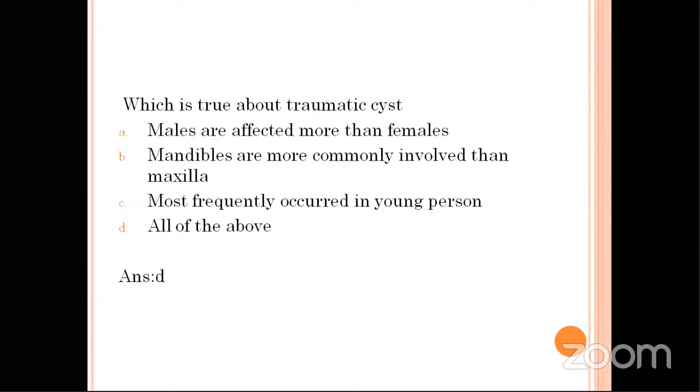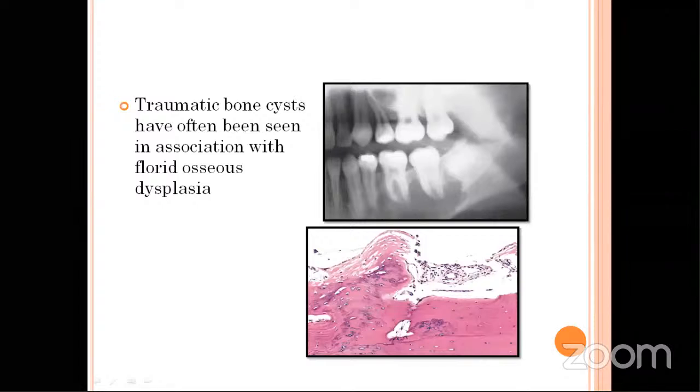Okay. So clinically, when we open the cyst, if there is cheesy material seen from the cyst, then it is odontogenic keratocyst. And when you open the cystic wall and you see nothing, it is most likely traumatic cyst. So these two different types of cyst you can actually diagnose during the surgical procedure itself. And traumatic bone cyst is seen in association with florid osseous dysplasias. Okay.